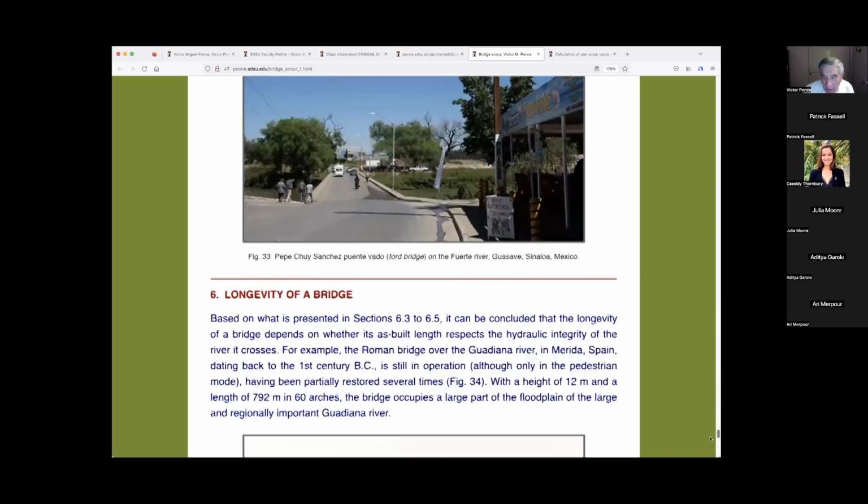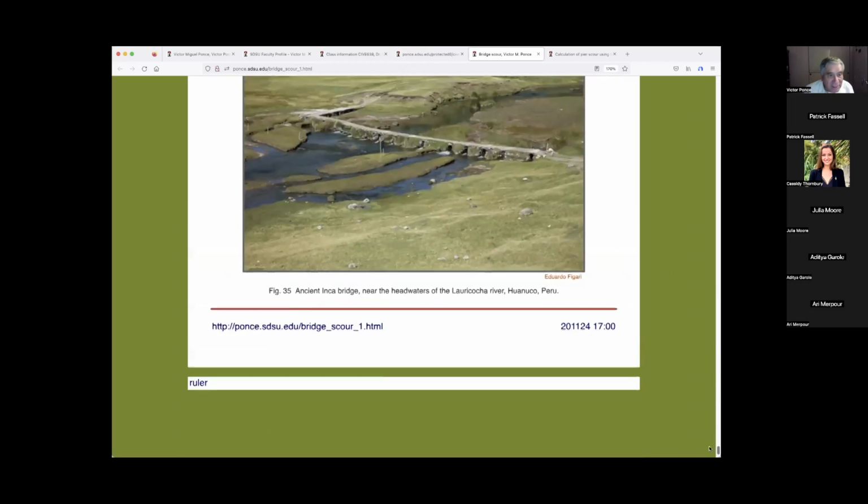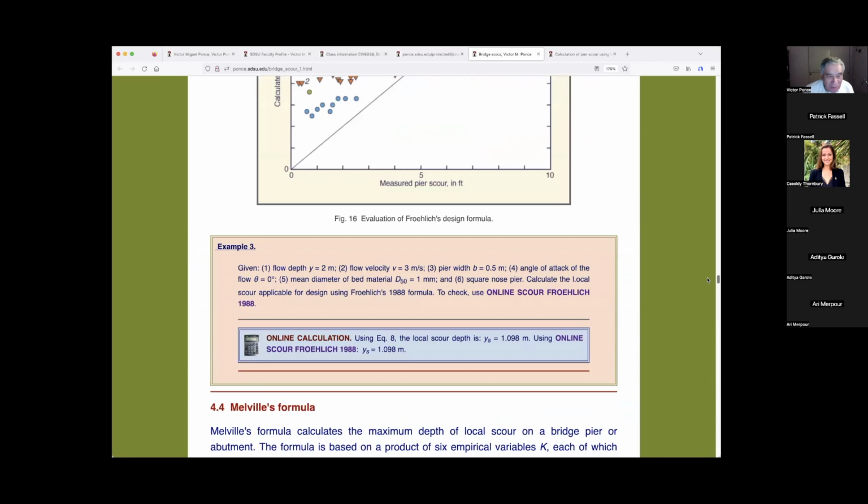Let me just see. No, this is a paper that doesn't. This is a web publication. So since it's a web publication, it doesn't have any references. But we can go to the references. Let's do that.